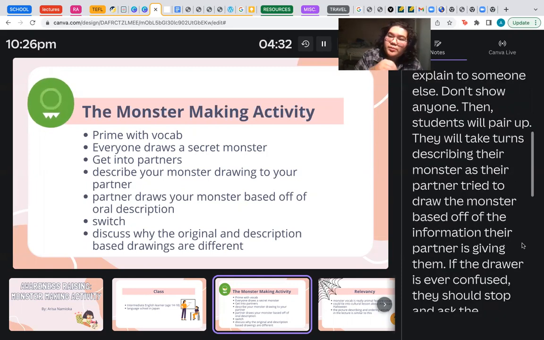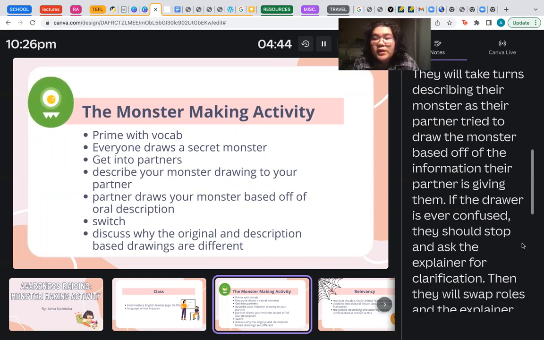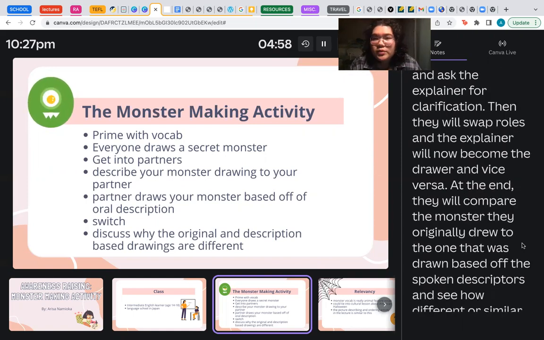Then the students are going to pair up and they are going to take turns describing their monster to their partner as their partner tries to draw the monster based off of the descriptions that they are giving them. And so if the drawer is ever confused, they should stop and ask and tell the explainer that they need more clarification. So after this, they're going to swap roles and do the same thing over again.